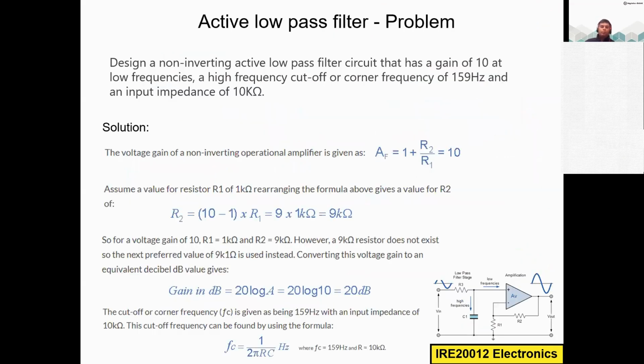Now there is one small problem, an active low pass filter problem. This is the question: design a non-inverting active low pass filter circuit that has a gain of 10 at low frequencies. The high frequency cutoff or corner frequency is 159 Hertz and the input impedance is 10 kilo ohm. I have given the solution already, but I want you to solve this problem. You can also refer to the solution if you need help. The solution is step by step. You can just remember the formula, apply the values, and you will get the correct values.